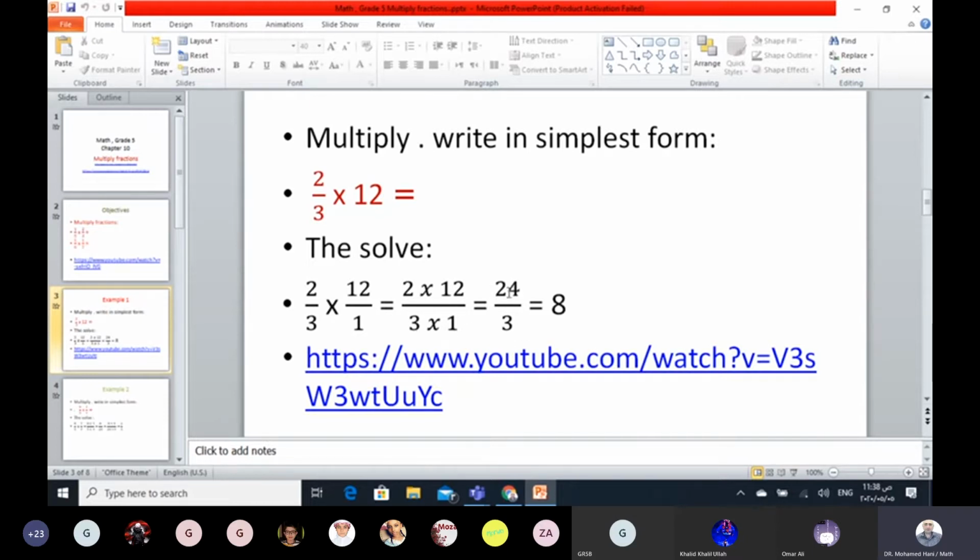And as you see here, we have 24/3. 24/3 means 24 divided by 3. Which number times 3 equals 24? It will be 8. So 24 divided by 3 will be 8. So the simplest form here, or the final answer, will be 8.